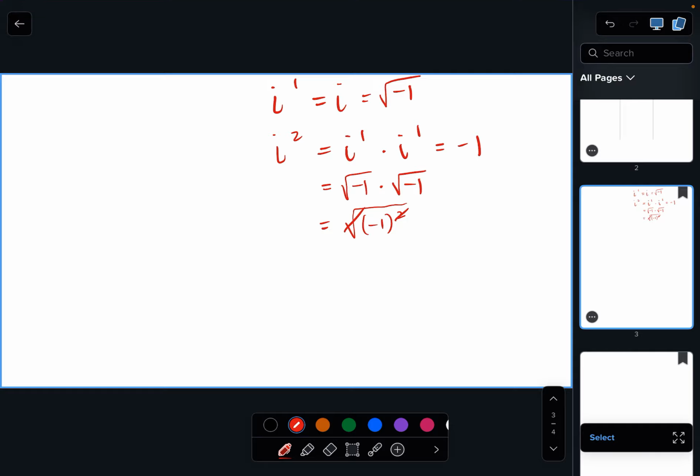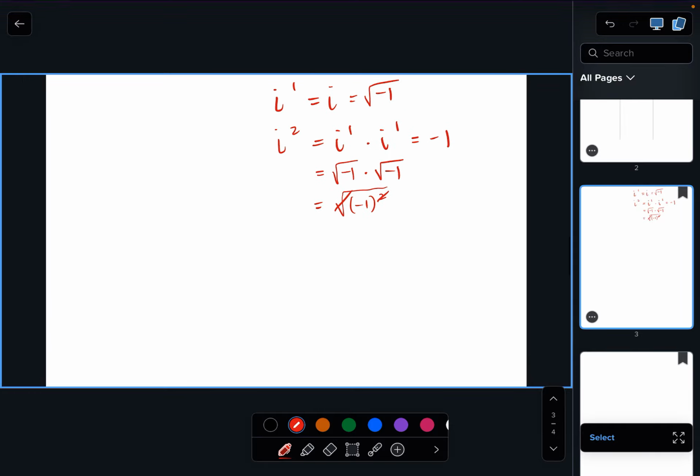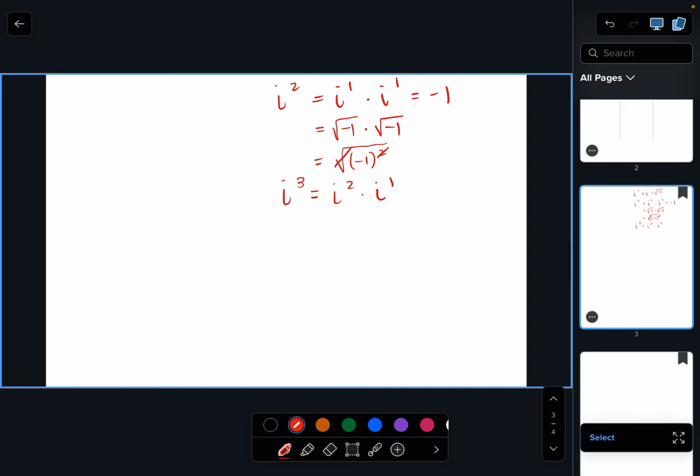Are we with me so far? Yes. Okay, so that's the I squared. Now, I cubed. Technically, we can go in and do I, whatever, but I'm going to take it as I squared times I to the first. Because what do we do to the exponents when we multiply? You add them together, right? So 2 plus 1 is 3.